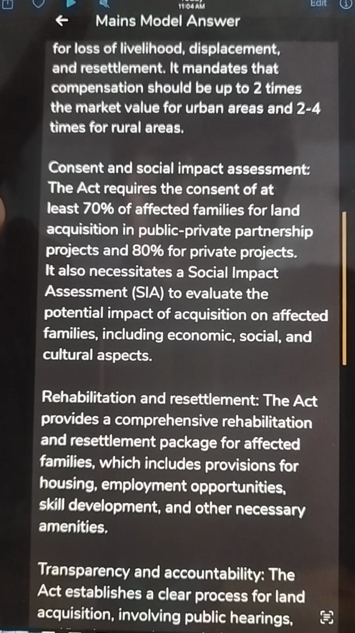Third is rehabilitation and resettlement. The Act provides a comprehensive rehabilitation and resettlement package for affected families, which includes provisions for housing, employment opportunities, skill development, and other necessary amenities.